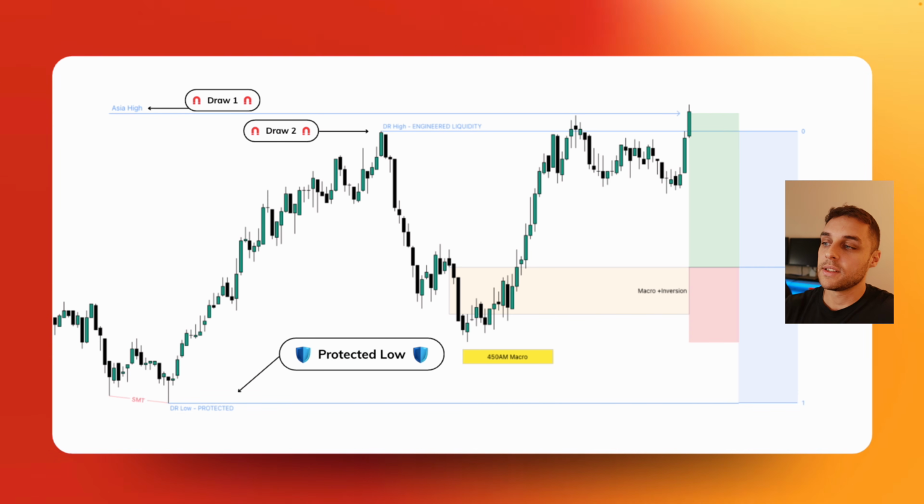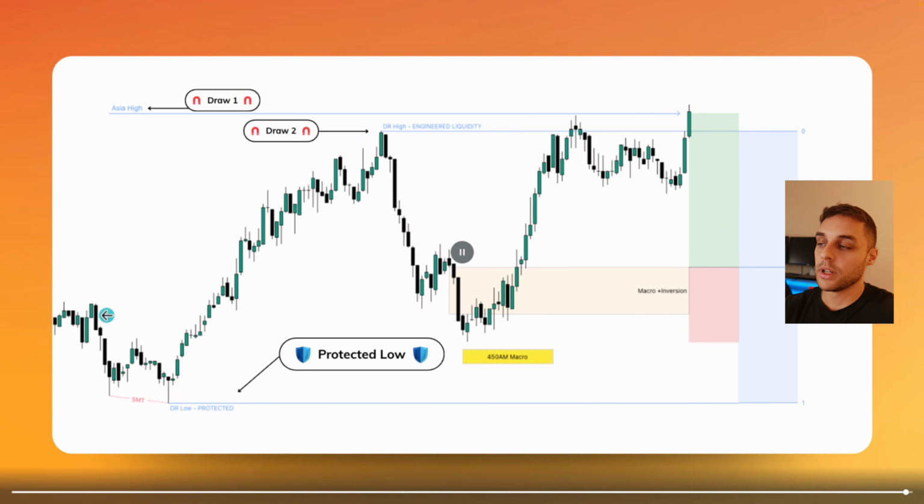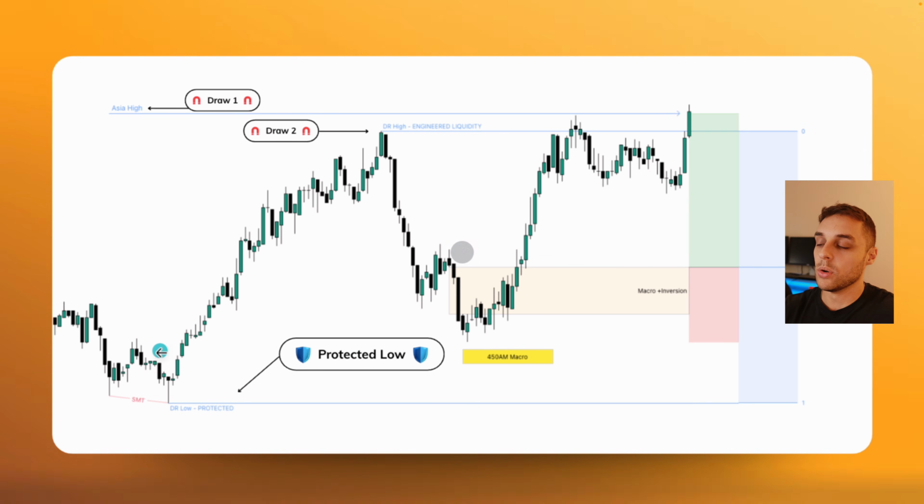So let's break this down again. You see price over here, it's coming lower, and then you see boom, an SMT. Okay, you see that reversal up here.